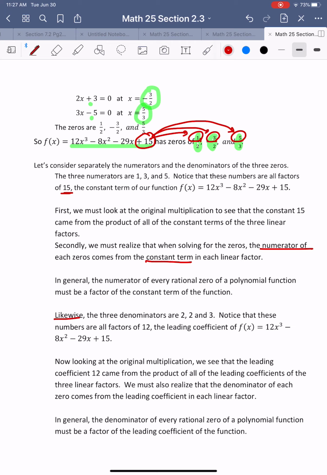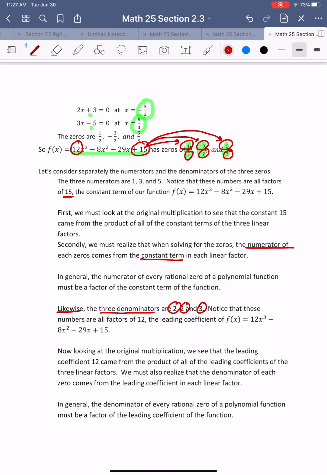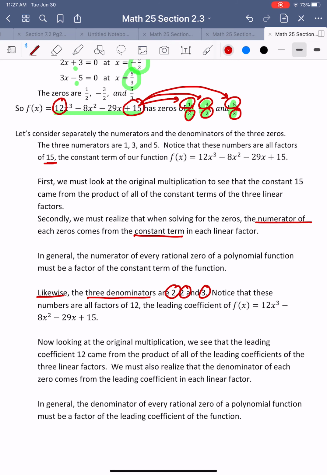Likewise, we have three denominators, which are 2, 2, and 3, right? So 2, 2, 3 here, which means when you look at the leading coefficient, which is 12, 2, 2, 3 are also factors of that, okay? Looking at the original multiplication, we see that the leading coefficient of 12 came from the product of all the leading coefficients of the three linear factors.